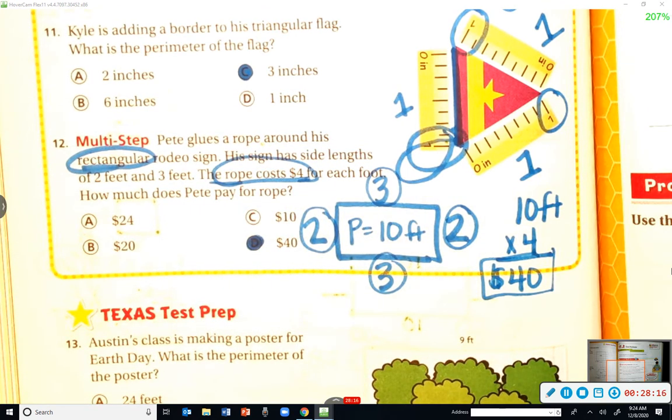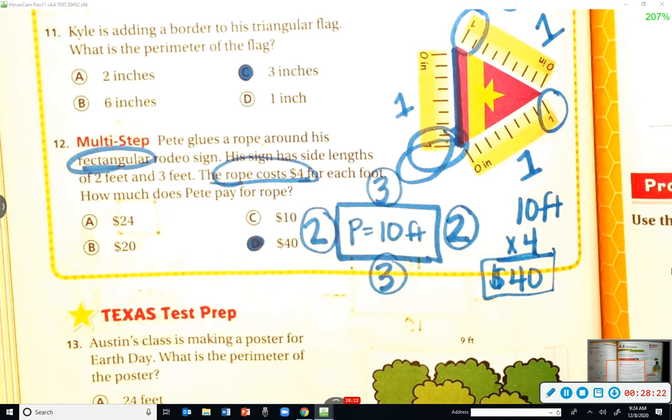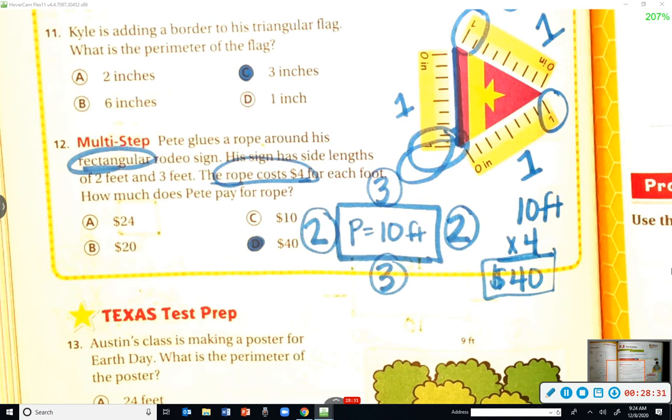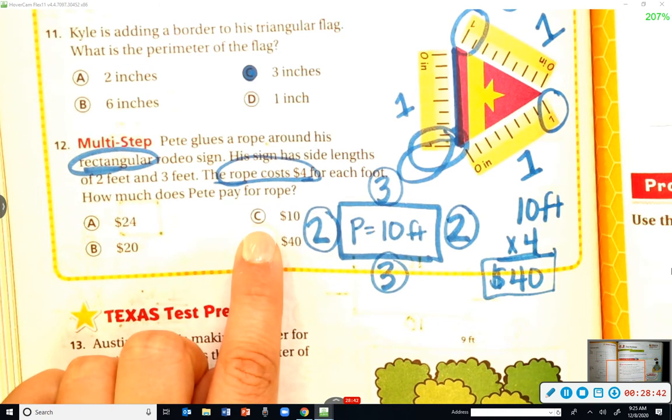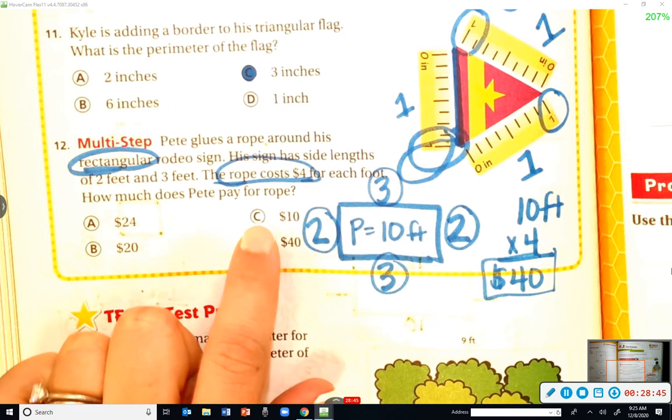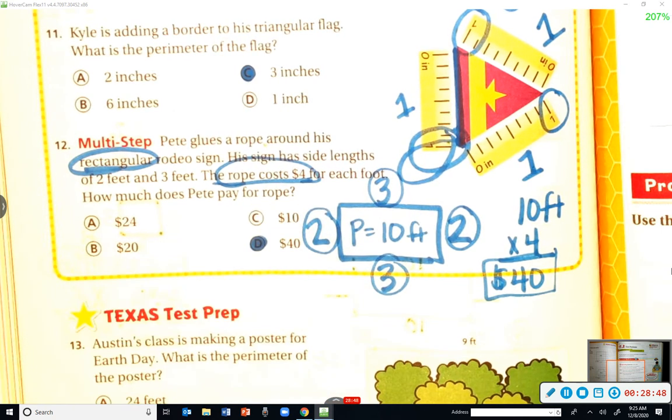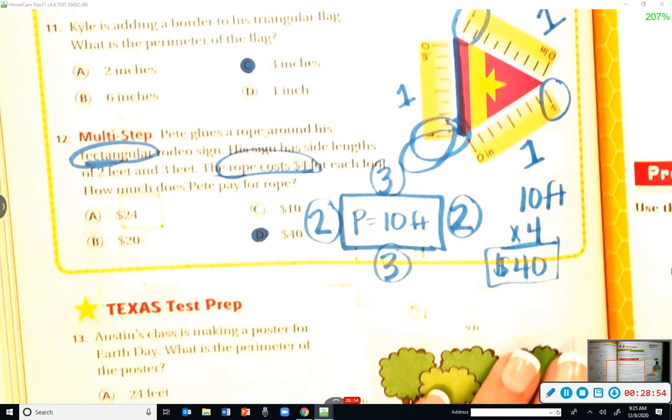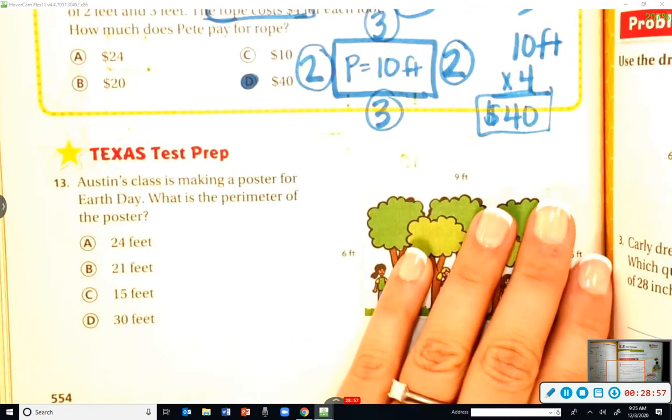Questions on that one? No? Did we get it right? No. Okay, so what did we mess up on? Were you able to find the perimeter correctly? Did everybody get 10 for the perimeter? Raise your hand if you got 10. Did you get 10 for the perimeter, Kaylee? Yes? Okay, so did we just stop there and put C? Yeah. Okay, so we didn't do the second step. We had to figure out the cost, which was $4 times 10 feet. So make sure you're paying attention. If it says multi-step and you only do one thing, you stop too soon.